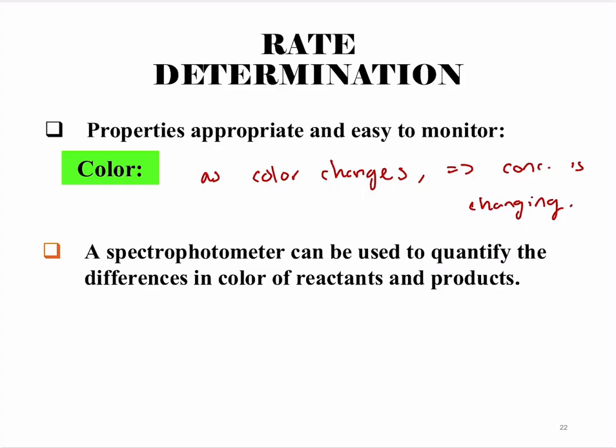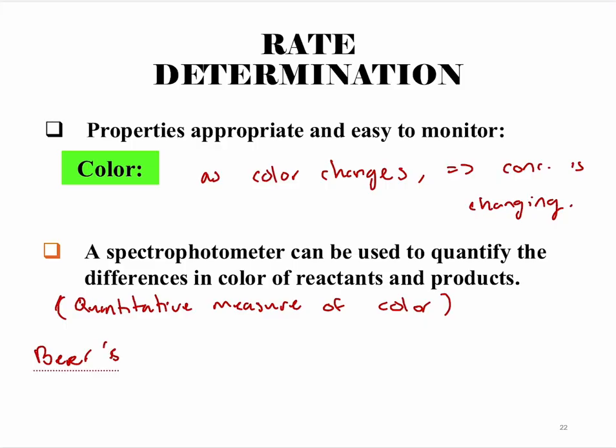And so you can use something called a spectrophotometer, and what that does is it measures the absorbance of a sample at specific wavelengths to quantitatively, so this would be kind of a quantitative measure, of color. And it measures the absorbance of your sample at different concentrations, and you use something, and you guys may have seen this in first semester chemistry, called Beer's law.